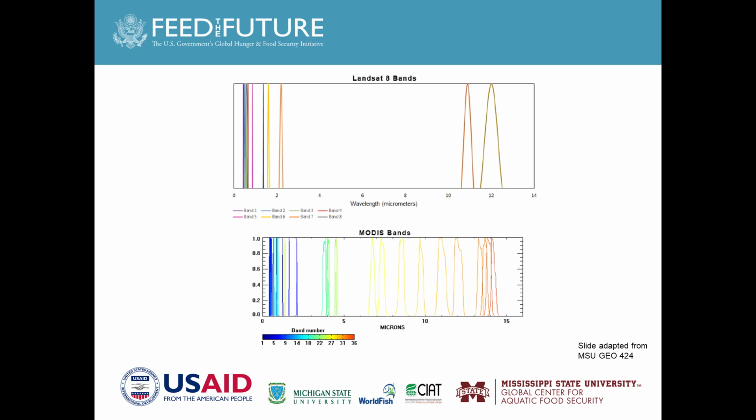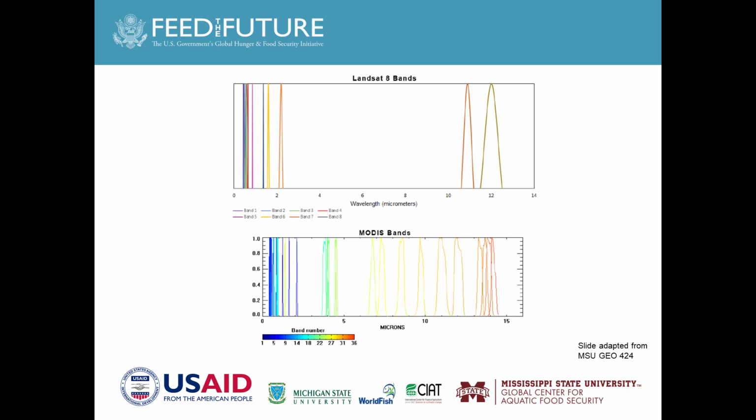So here we have 2 different graphs showing the different bands of 2 different satellites. 2 very, very common satellites that have a long history are Landsat 8 and MODIS. And when I say a band, it is a range of wavelengths in which we will characterize something.